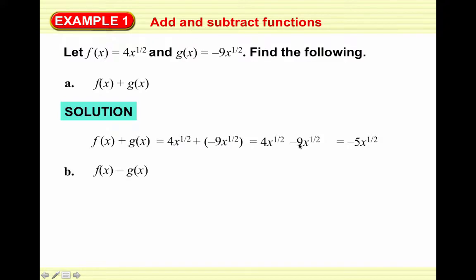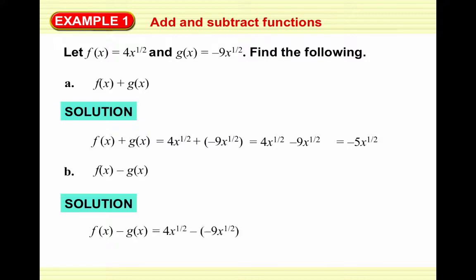F of x minus g of x is going to give us 4x to the 1/2 minus negative 9x to the 1/2. So that's going to be 4x to the 1/2 plus 9x to the 1/2. We have like terms because we had the same exponent for our x's, and so we just add together these two coefficients, and we get 13x to the 1/2.